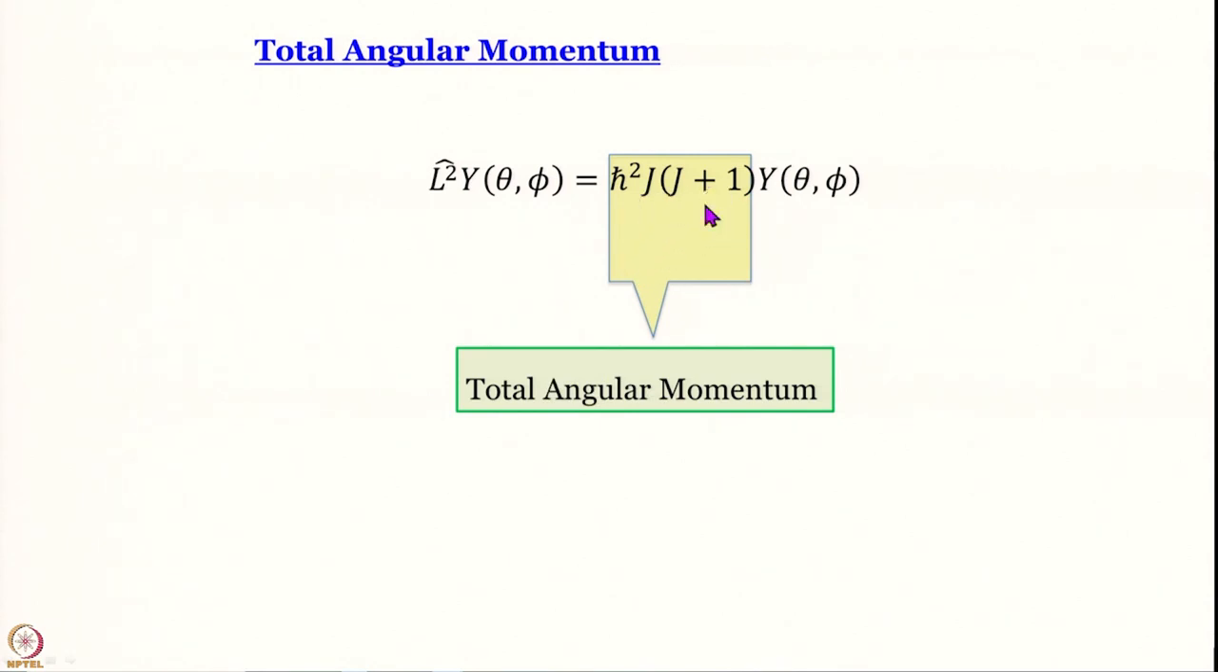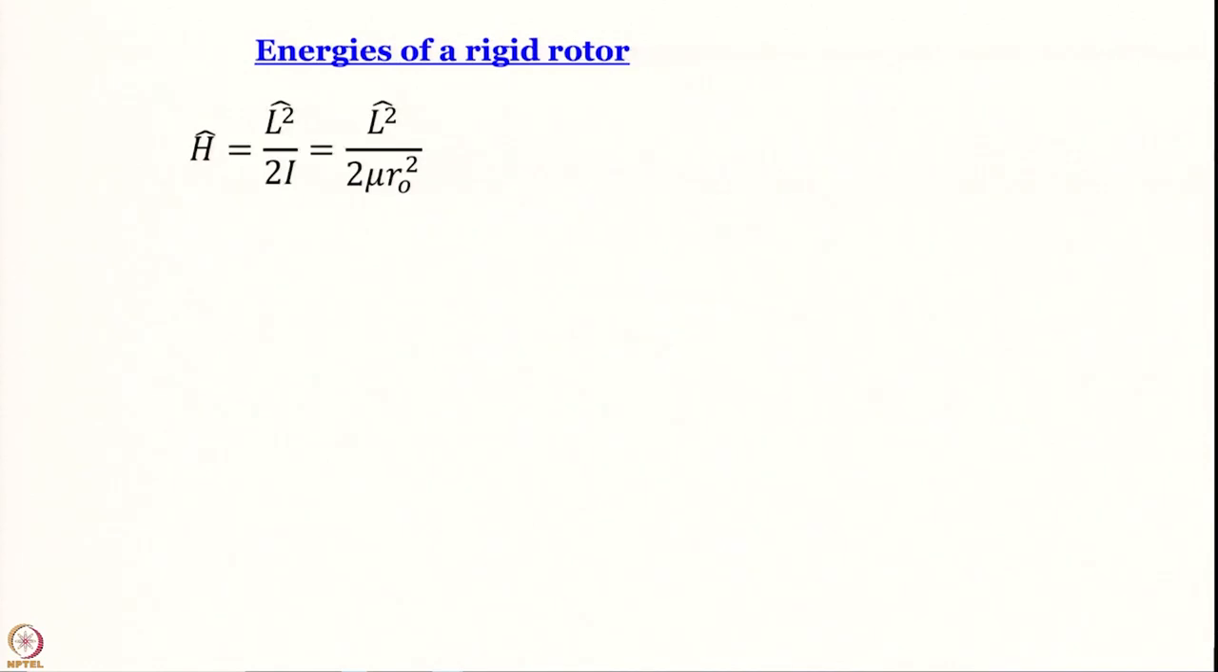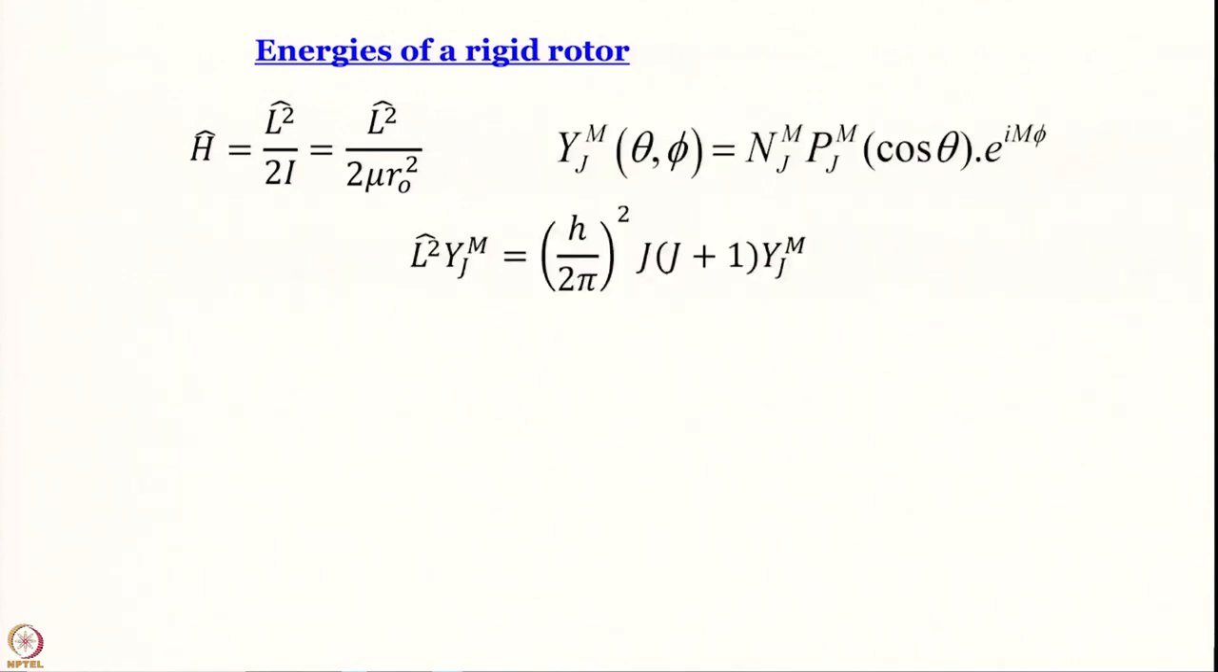How did we obtain the Hamiltonian? We obtained the Hamiltonian by dividing the square of the angular momentum operator by 2I. That 2I is essentially a constant for the molecule. So I can very simply write the Hamiltonian as L square by 2 mu r0 square. This is a wave function, and we know that this L square operates on the wave function to give us, with h cross written explicitly as h by 2 pi, the square of that multiplied by J into J plus 1. This is a Schrodinger equation.